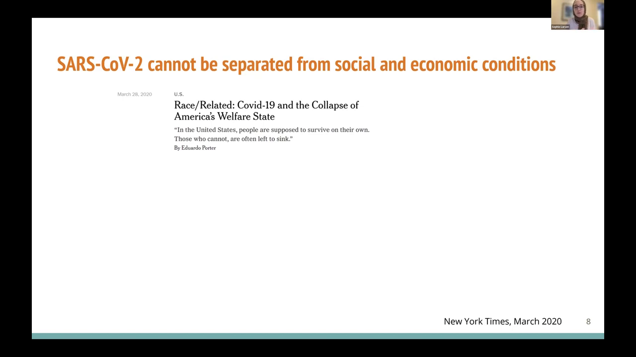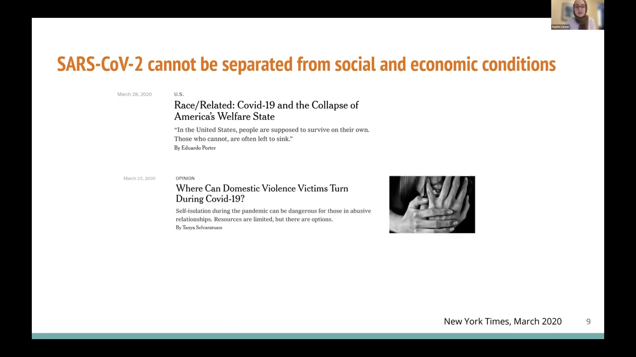These are some headlines from March 2020 as the pandemic was hitting the United States. Race-related COVID-19 and the collapse of America's welfare state. Where can domestic violence victims turn during COVID-19? There was this big issue, right, because we had to implement lockdowns to try to avert massive waves, try to flatten the curve. But at the same time, we're sending people home to potentially live with abusers, which is also a public health issue.